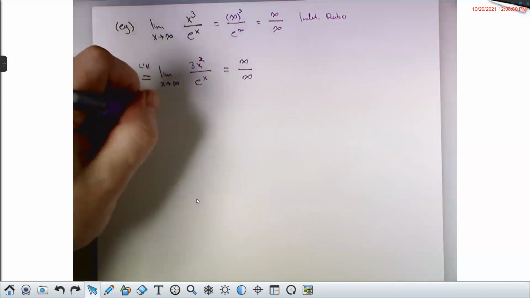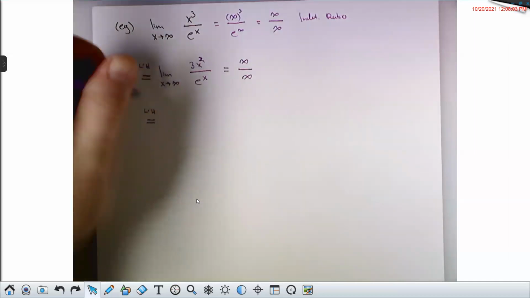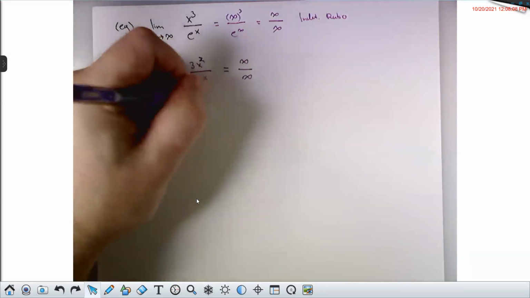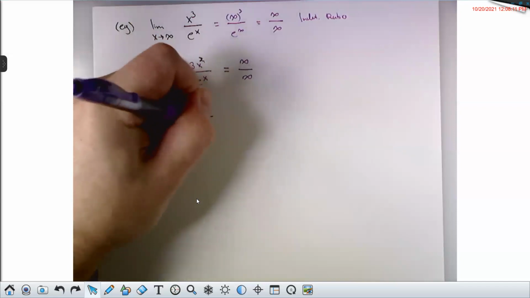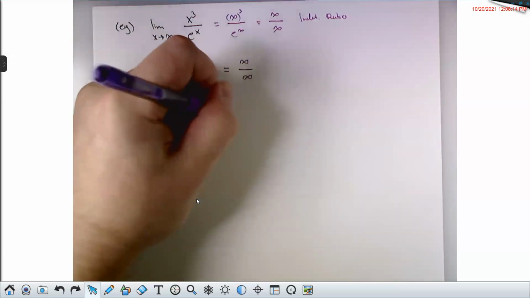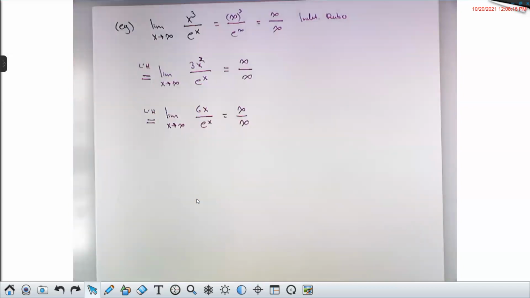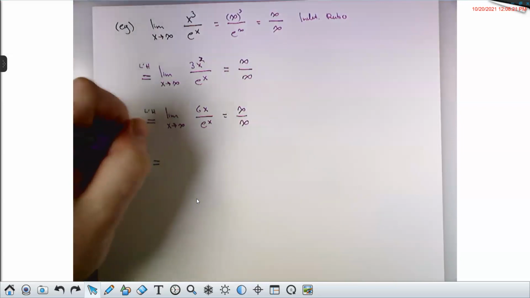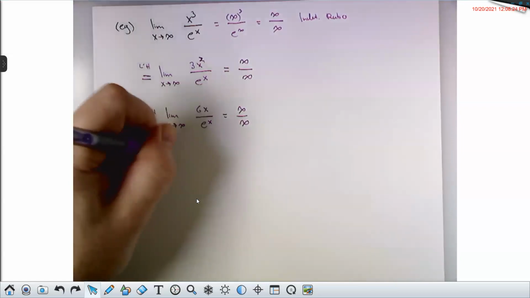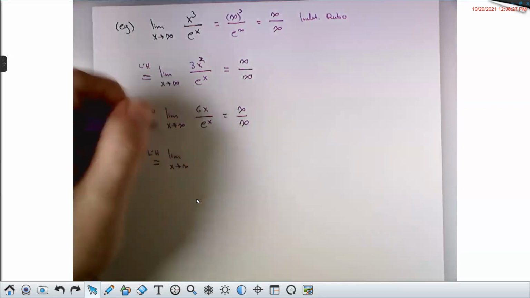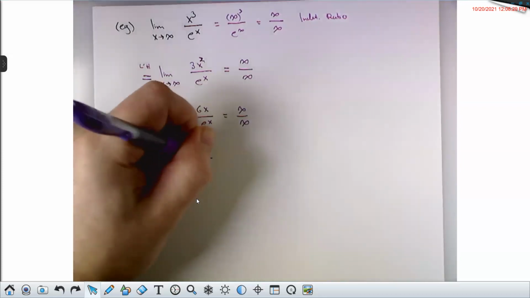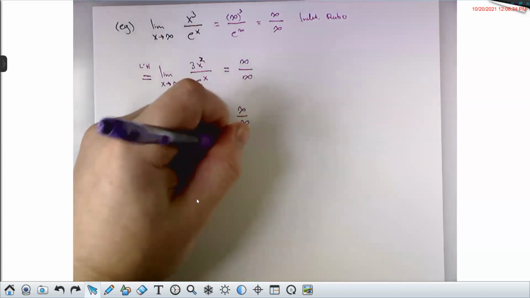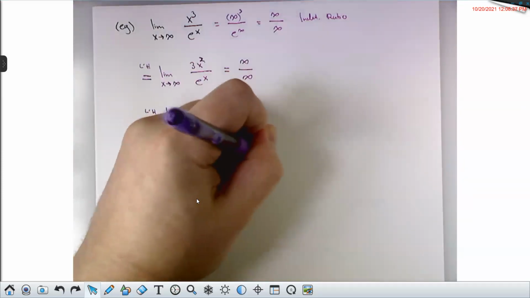So I'd use L'Hopital's rule again and get the limit as x goes to infinity. If I differentiate 3x squared, I get 6x. The denominator stays e to the x, and this is still infinity over infinity. So I run L'Hopital's rule one more time. And this time, the derivative of 6x is just 6. The derivative of e to the x is still e to the x. So now this would be 6 over infinity, which is 0.